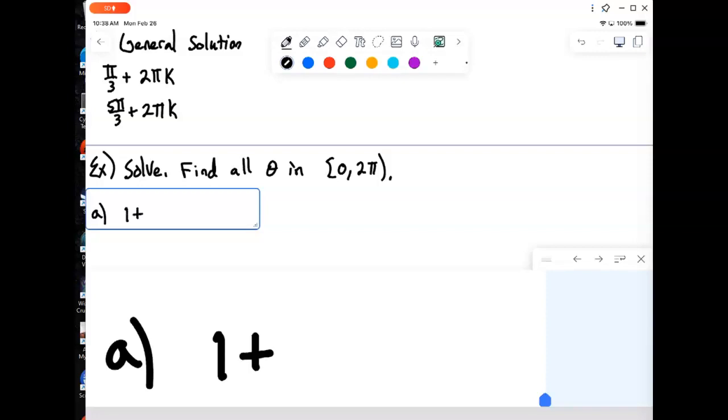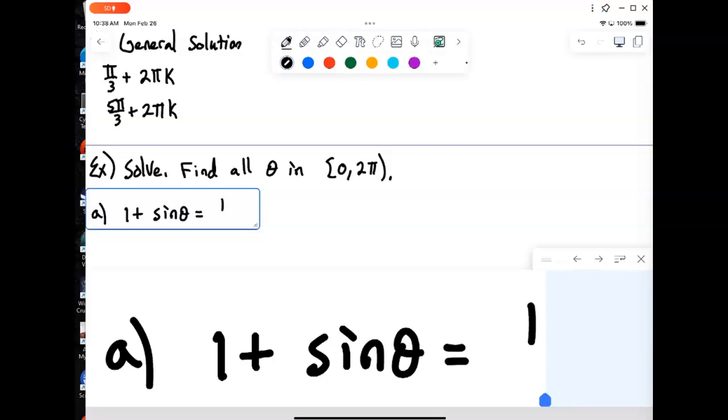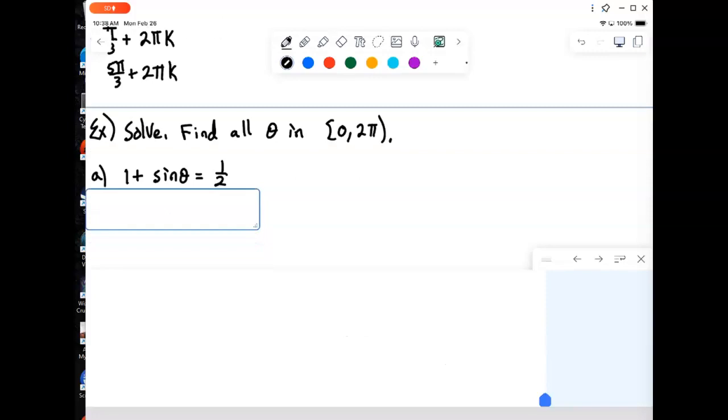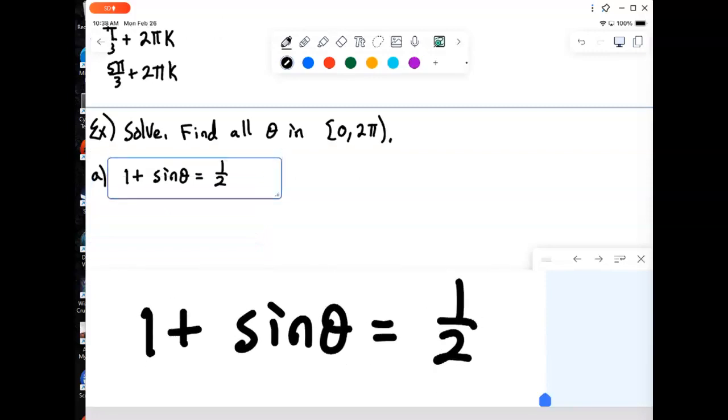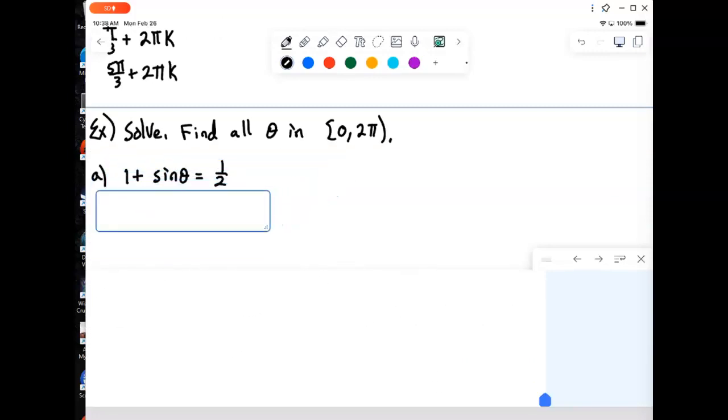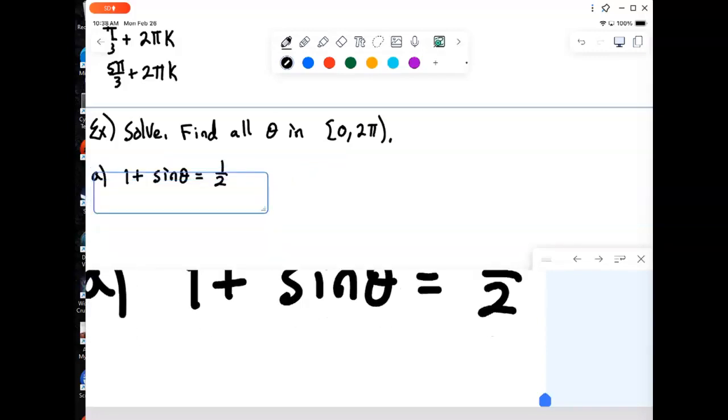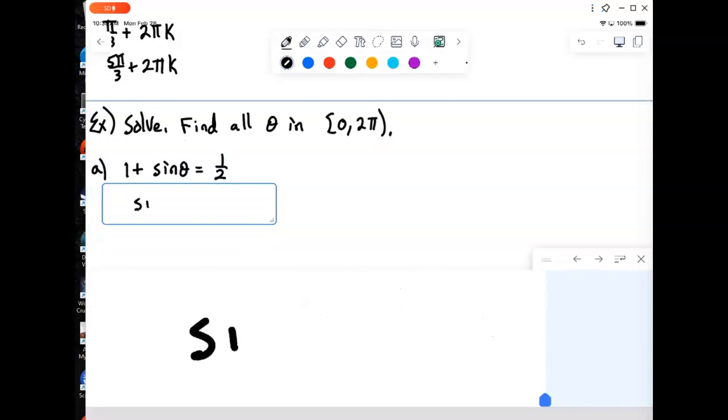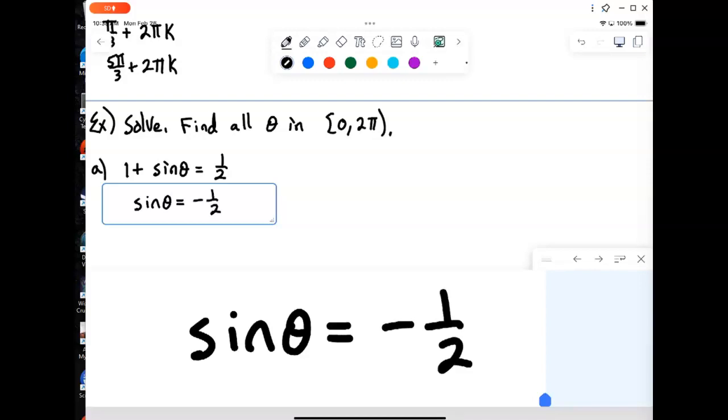For example, you might look at the equation 1 plus sine of theta equals 1/2. For us to solve our equations here, the first thing we need to do is get the trig function by itself equal to a number. That's what we want. So here we would begin by moving that 1 over to the other side. That would give us sine of theta equals 1/2 minus 1, which is negative 1/2.